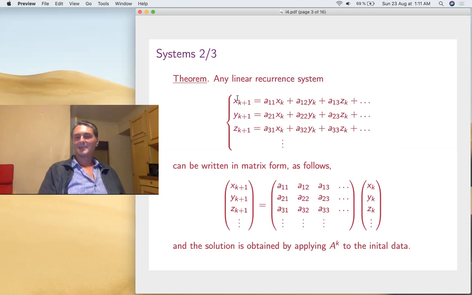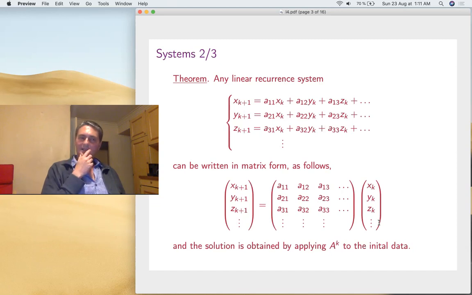That's what happens for x. x_{k+1} is something like this. y_{k+1} is also a linear combination of the guys before, and so on. So to solve it, it's again, as for systems, a matrix multiplication. In matrix form, I put the unknowns here at level k plus 1, and this is the matrix of coefficients multiplied by things at level k.